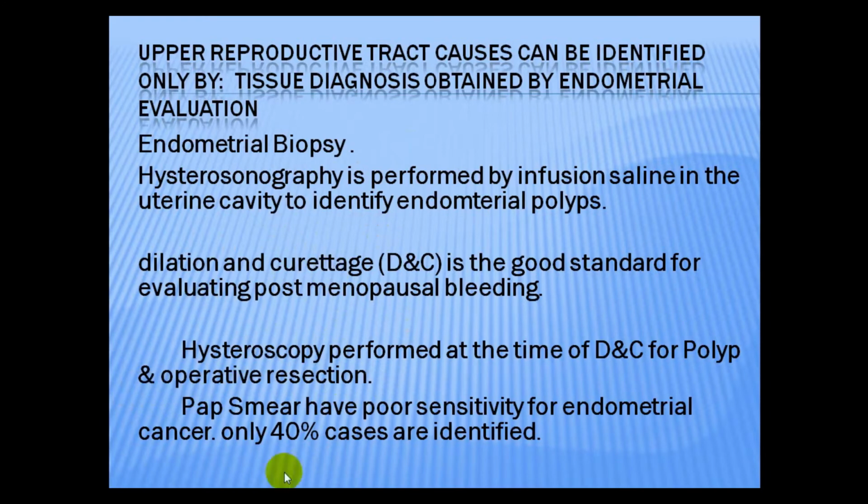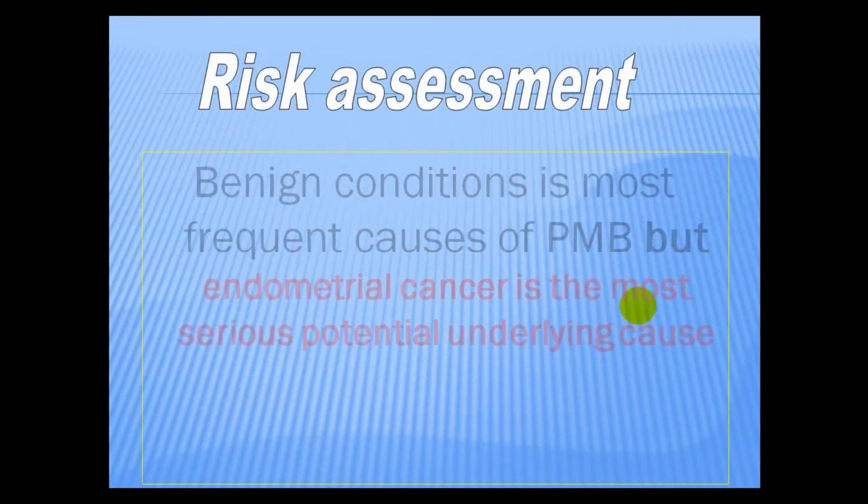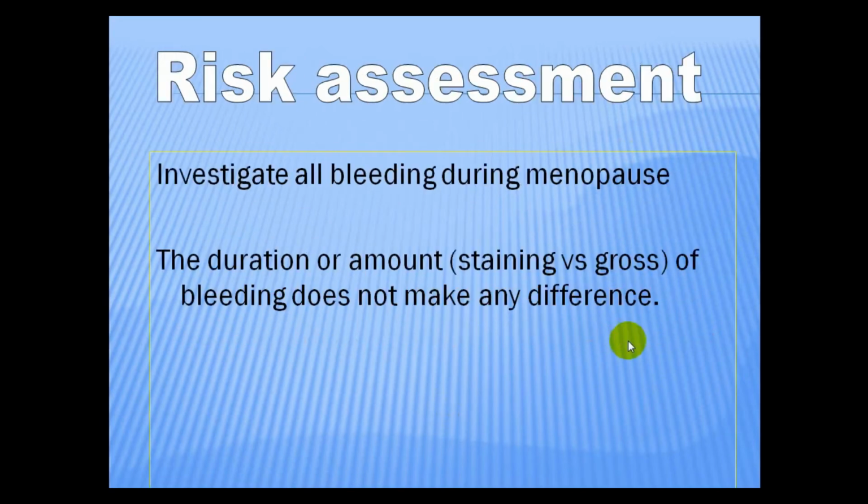Pap smear has poor sensitivity for endometrial cancer. Only 40% of cases are identified because we take the sample from the lower part of the uterus, not from the body, just from the cervix. Risk assessment: benign conditions are the most frequent cause of postmenopausal bleeding, but endometrial cancer is the most serious potential underlying cause. So we always do D and C to exclude an endometrial cause.